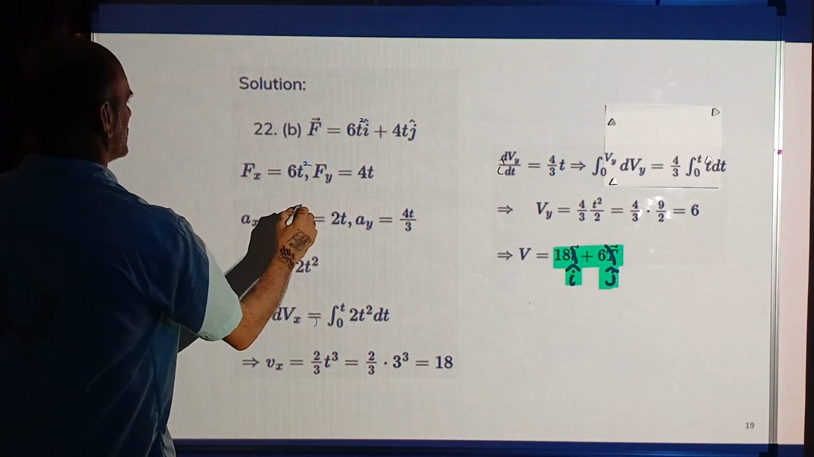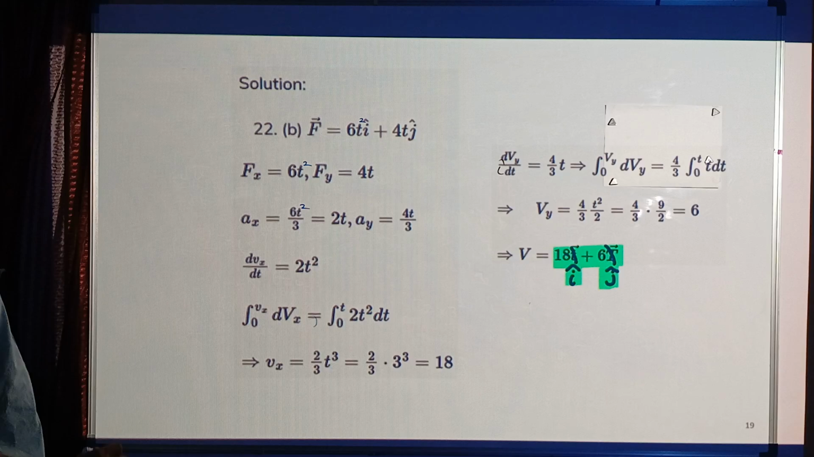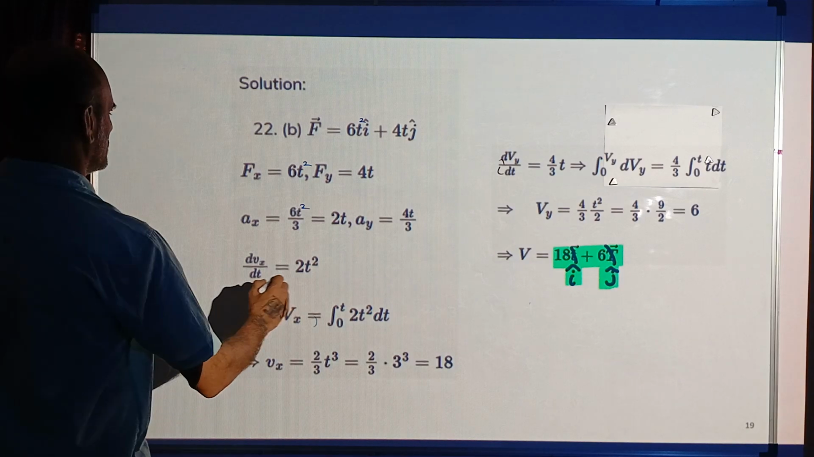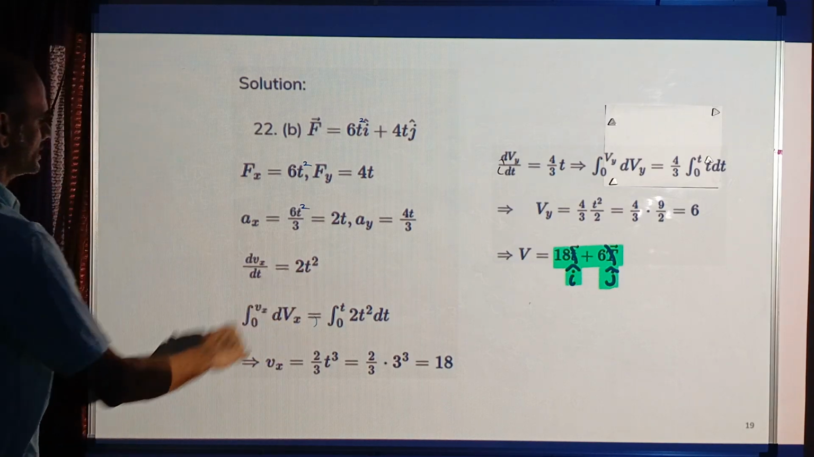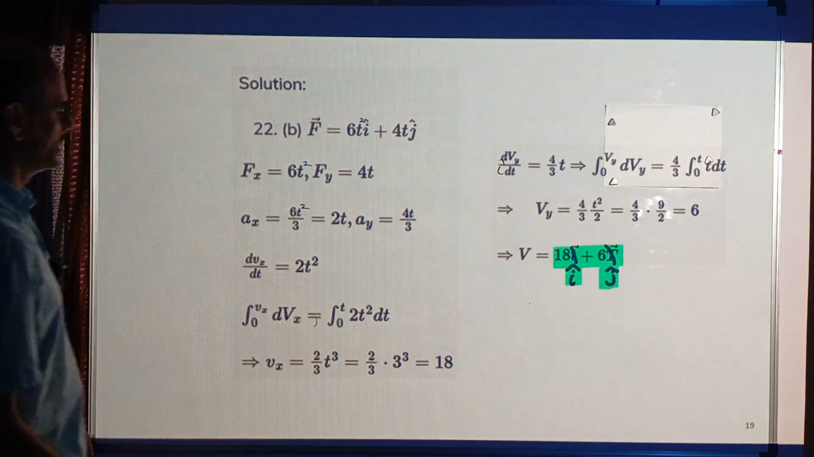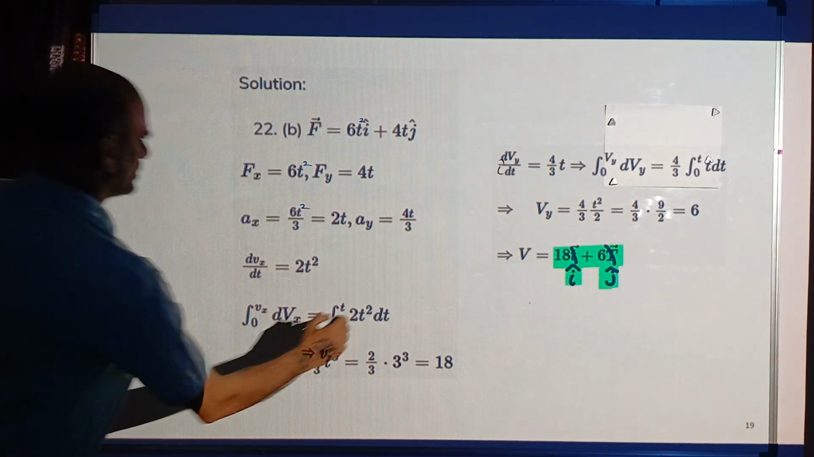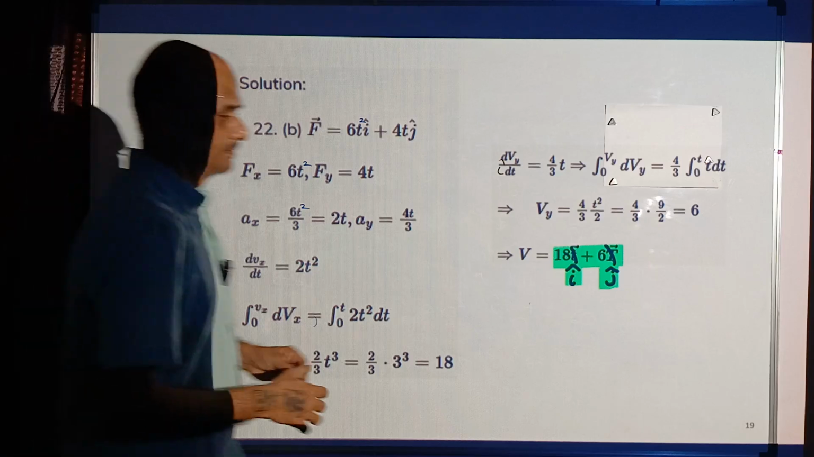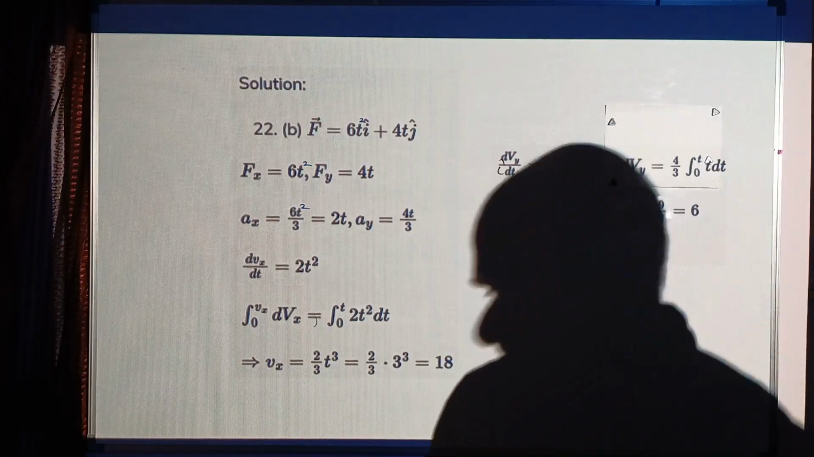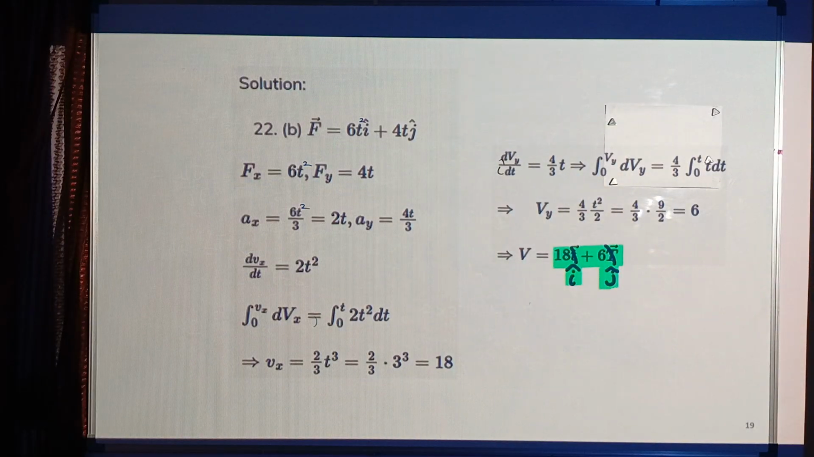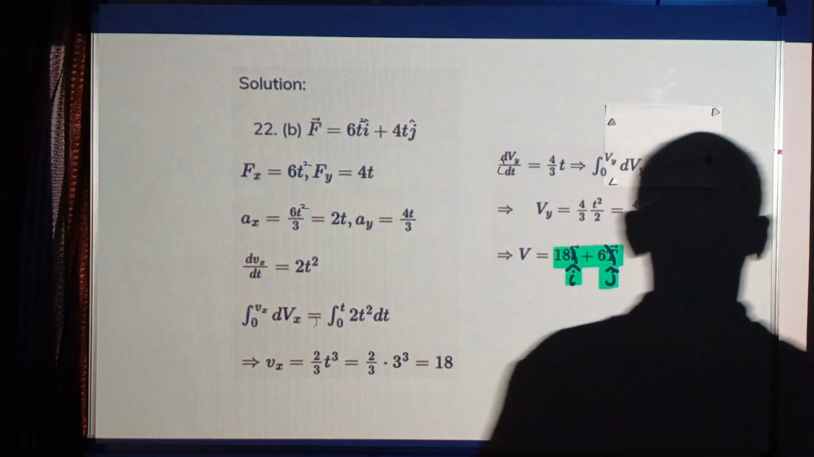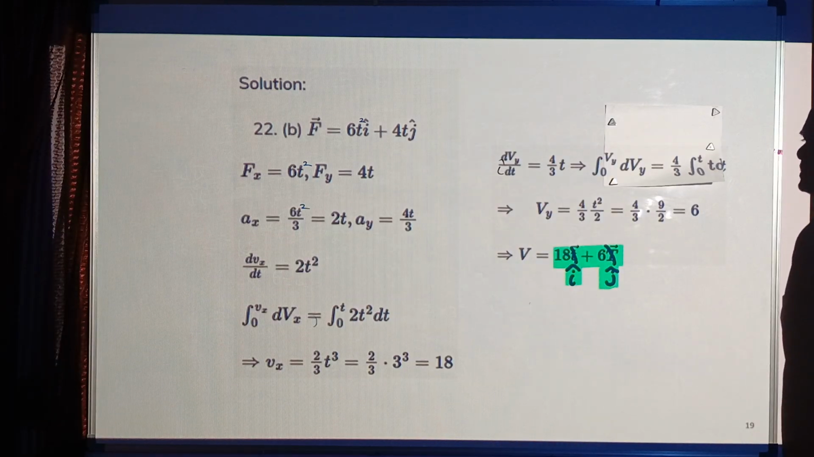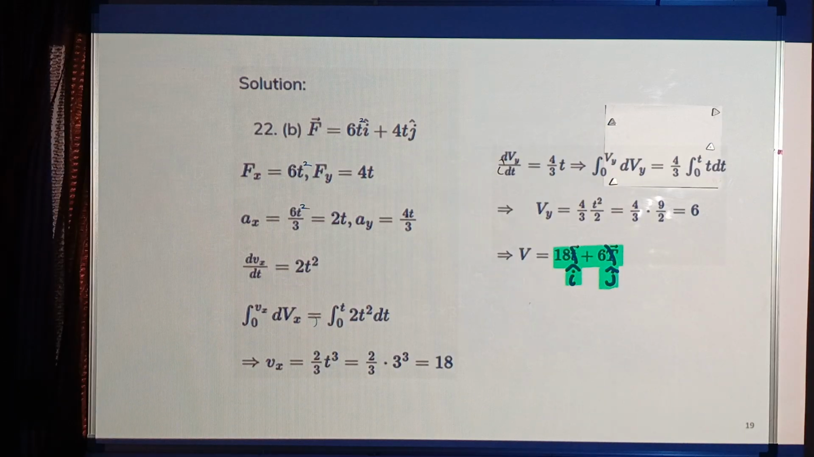So acceleration is this one, t square. Here it is correct. So if you integrate, it will become t cube by 3. From here it's correct. So if you do the integration, you get 18. And after that, same for the y component, 4 by 3 t. It will become t square by 2 after integrating. So put the time value as 3 seconds, and you'll get this as 6.